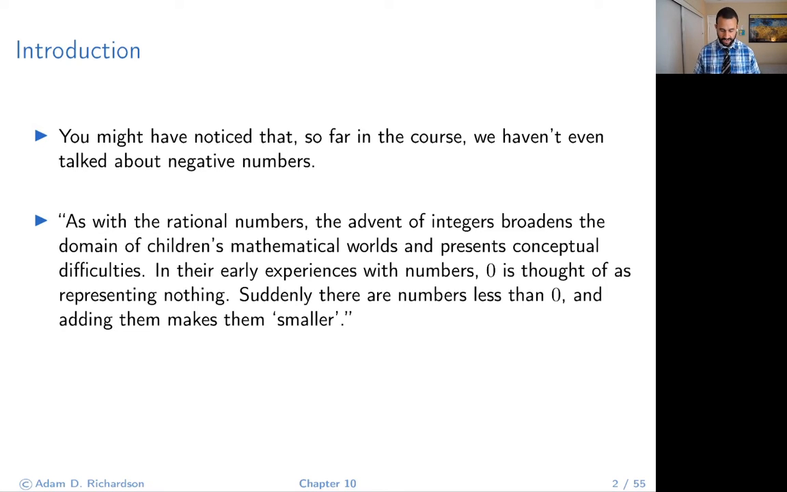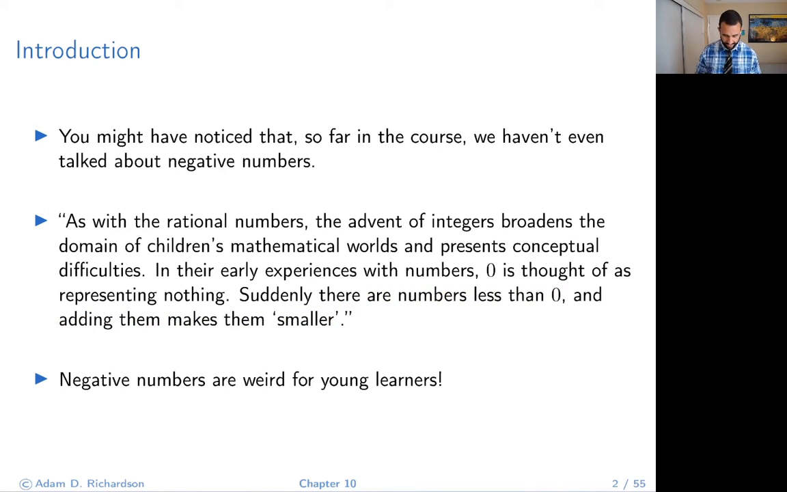So this is from the book, and it says, "As with the rational numbers, the advent of integers broadens the domain of children's mathematical worlds and presents conceptual difficulties. In their early experiences with numbers, zero is thought of as representing nothing, but now suddenly there are numbers that are less than zero, and adding them makes them quote-unquote smaller because you go down in the line, right?" So again, you have to kind of check your bias and remember these are children who've never thought about these ideas before. So even though negative numbers might be quote-unquote natural to us as adults, they're not to children. And they're going to struggle with it. So we have to be able to meet them where they're at. Negative numbers are weird for young learners.